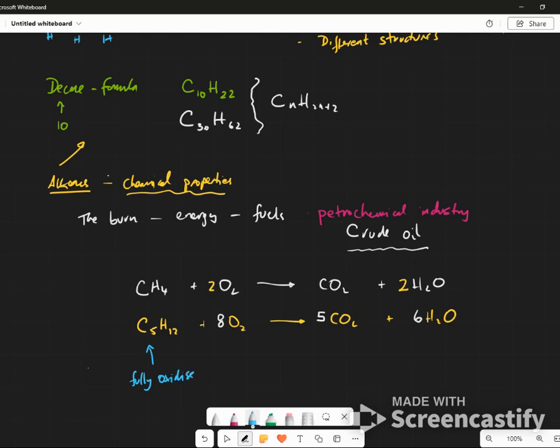All right. Now, when we burn these, the way you think of it is you fully oxidize. You fully oxidize the carbon, and when carbon is oxidized, you get carbon dioxide. And then you fully oxidize the hydrogen, and when you get fully oxidized hydrogen, you get water. So when you burn an alkane, you always get carbon dioxide and water, because you oxidize both of them.